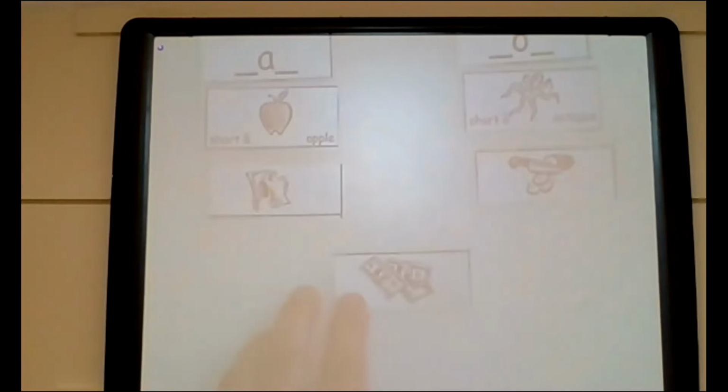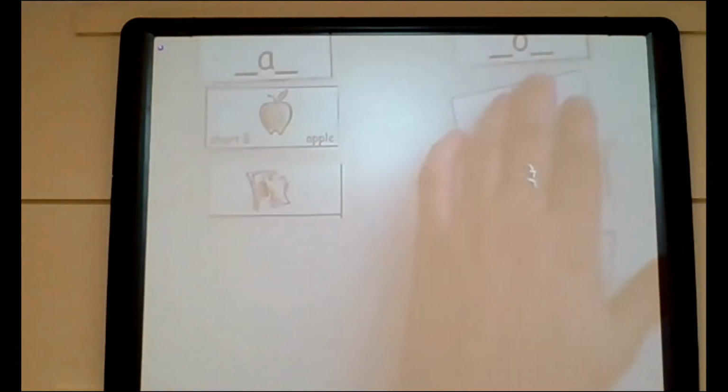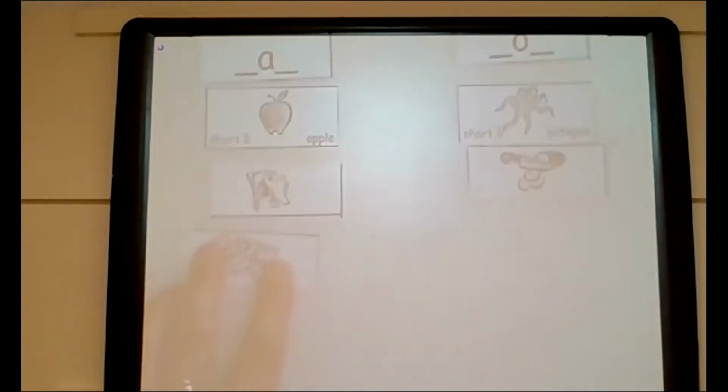And here's a picture of a cat. Cat, apple, cat, octopus. Cat and apple have the same short vowel, the A sound. So I'm going to put cat with apple. And the last one I'm going to do is shot. Shot, apple, shot, octopus. Shot and octopus have the same short vowel, ah. So I'm going to put shot with octopus.